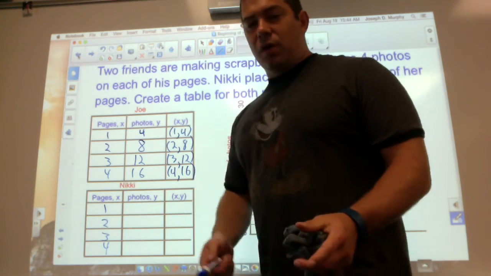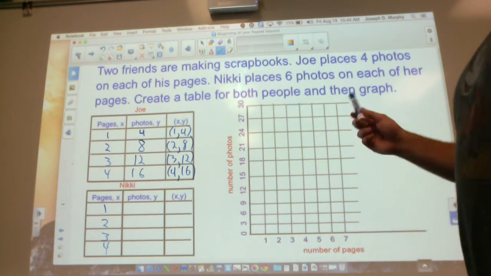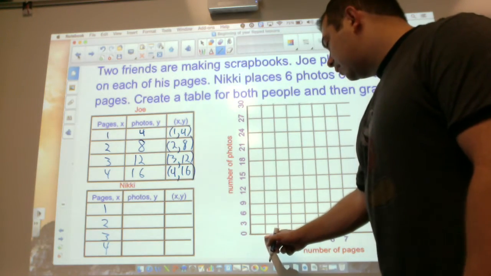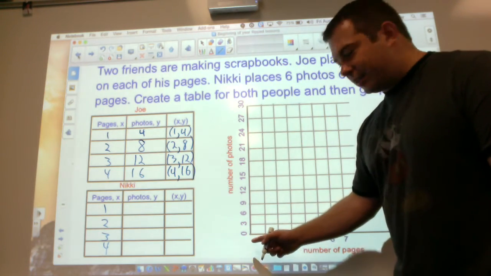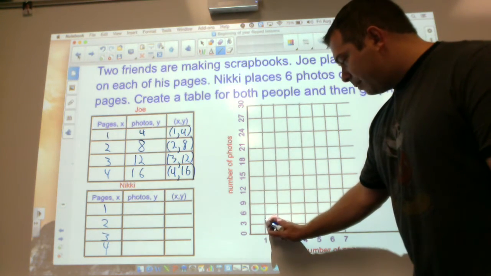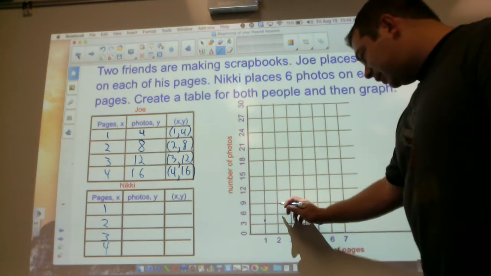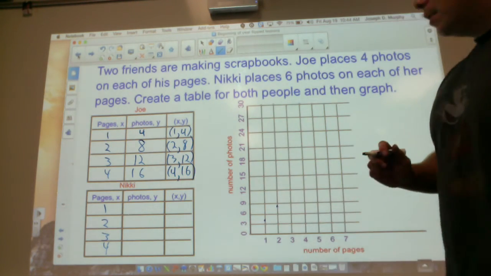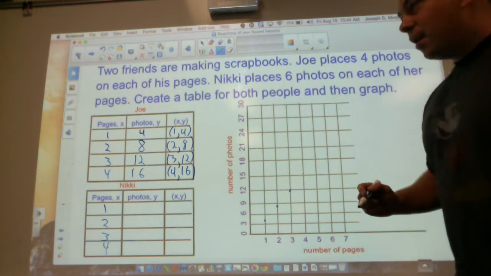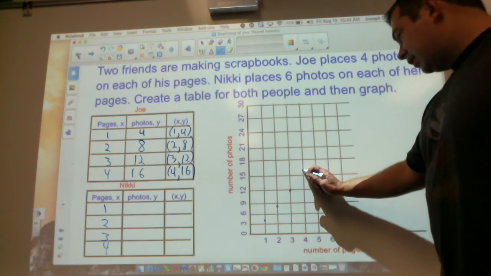Let's graph Joe first. All right, so I'm probably going to represent Joe with blue. I might need to get a different color for Nikki. So 1, 4. Now if you could see, these aren't exactly counting by 1s on this one. They're counting by 3. So 1, 4 would be about right there. Then 2, 8, about right there. 3, 12. That one's an easy one because it's right on the line. And then 4 and 16 would be about right here.